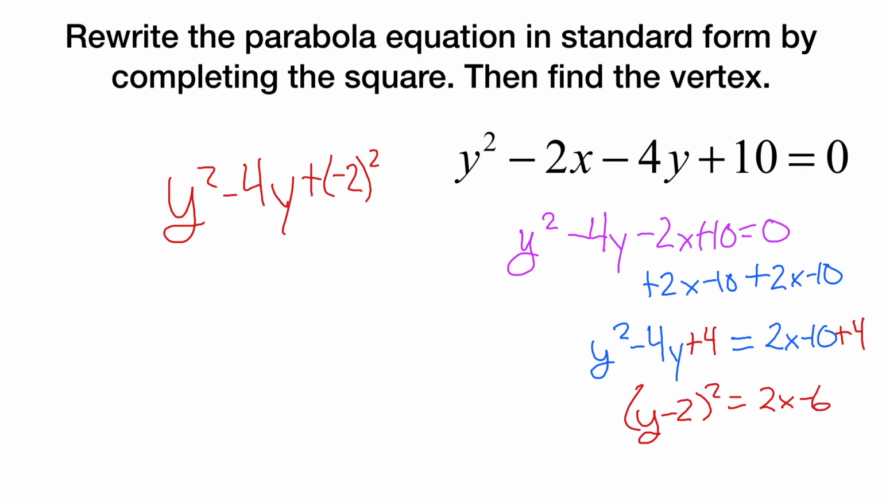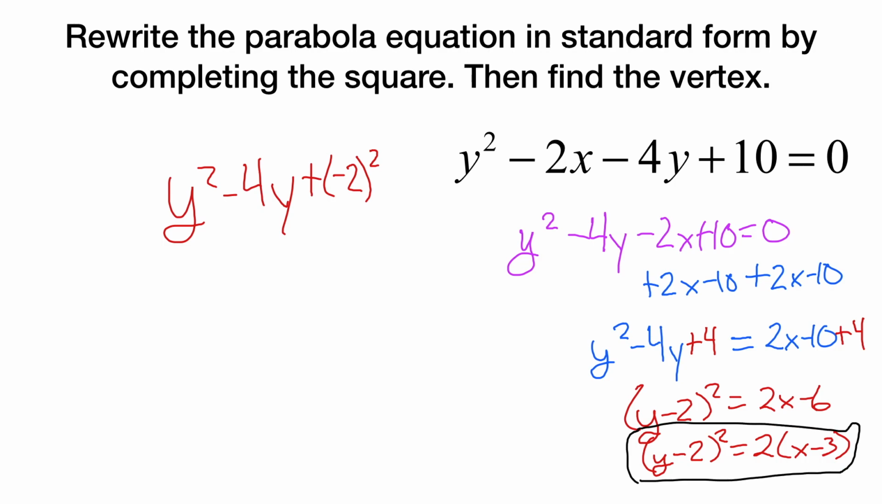Our new equation in this case is y minus 2 squared equals, our greatest common factor is 2, times x minus 3. This is our equation, which means our vertex would be 3, 2.